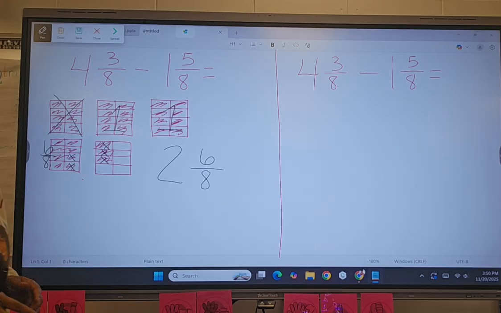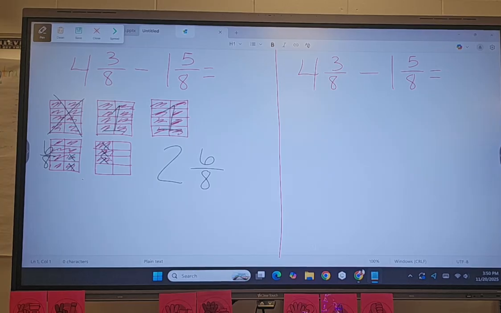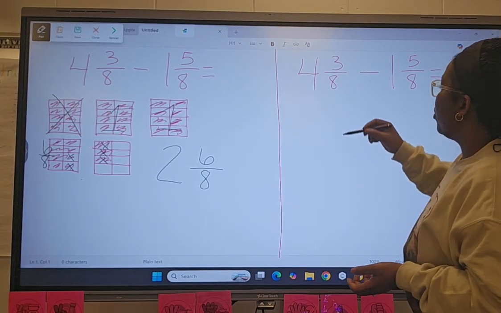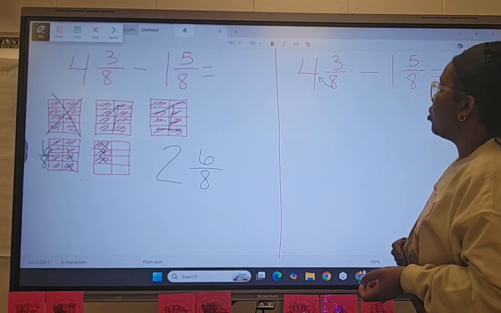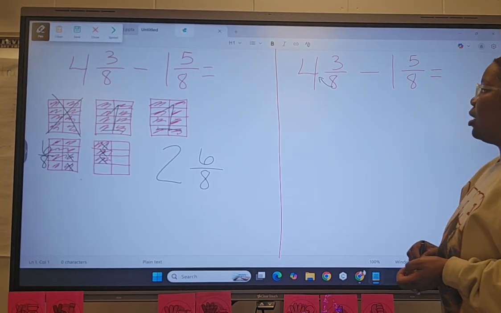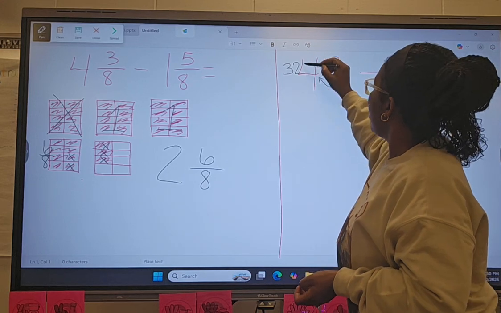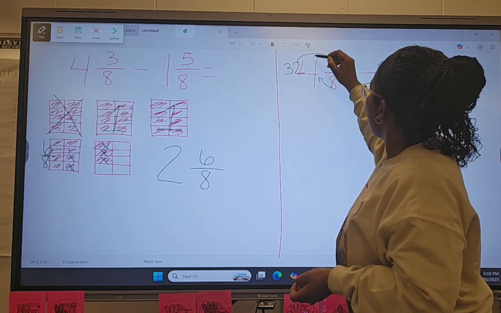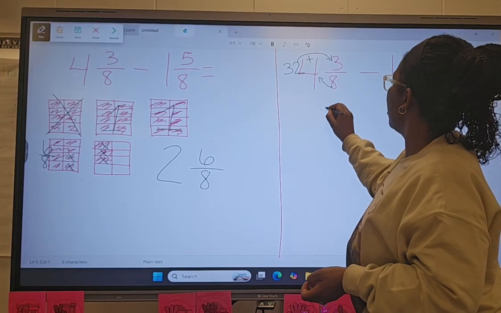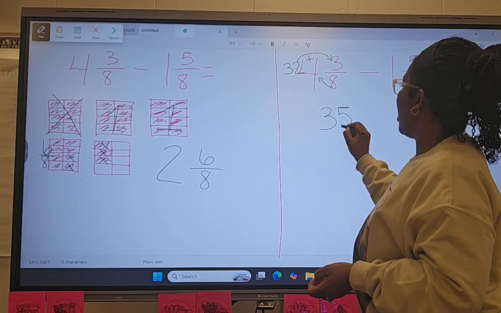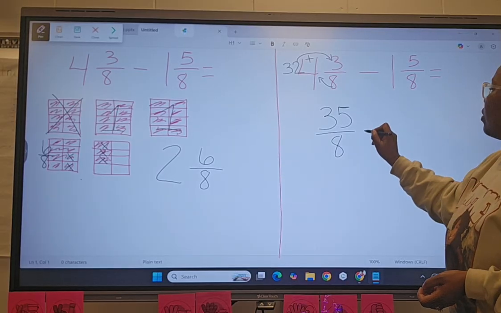Another strategy that we use is I'm going to use the same problem, but this time what I'm going to do is multiply my denominator by the whole number. So 8 times 4, which is going to give me a product of 32. And then I'm going to add the 3 to the 32. So now it gives me 35/8.